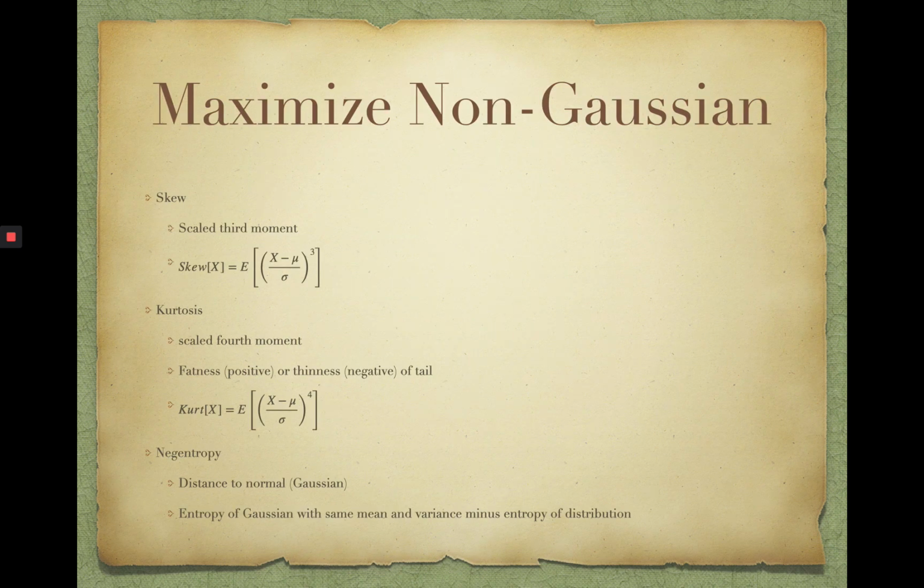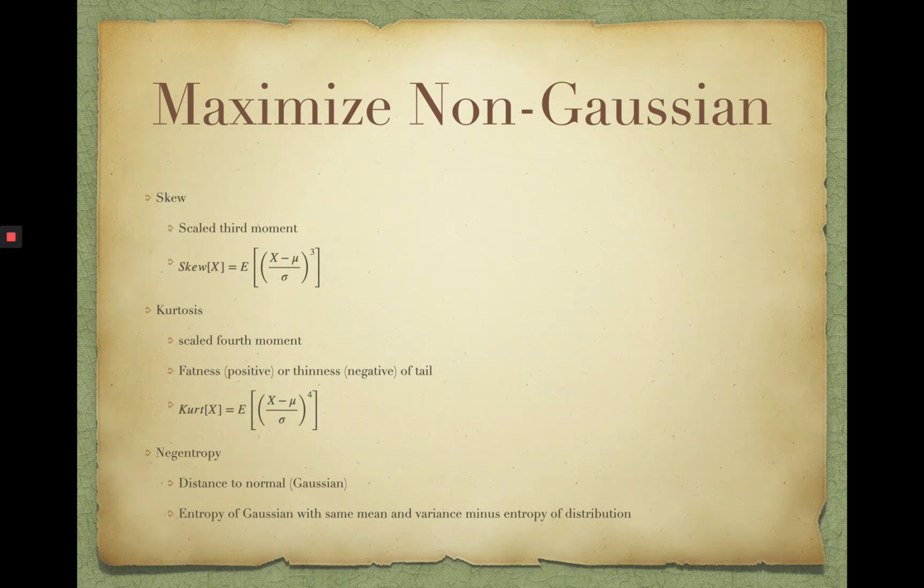The other thing I could do is maximize the non-Gaussianness. Now, non-Gaussian can come in a couple different forms. Gaussians don't have any skew. It doesn't tilt left or right. So I could try to maximize the skewness. Now, if it's not a skewed function I'm dealing with, maximizing skewness could really mess things up.